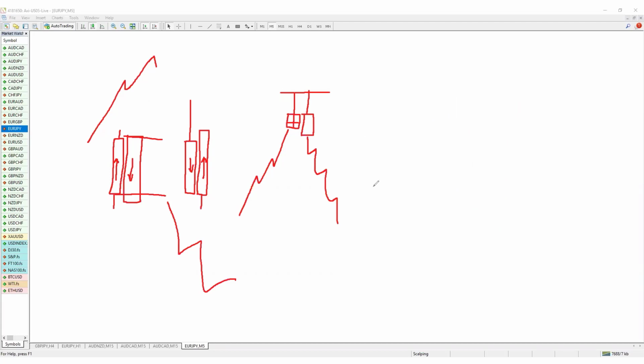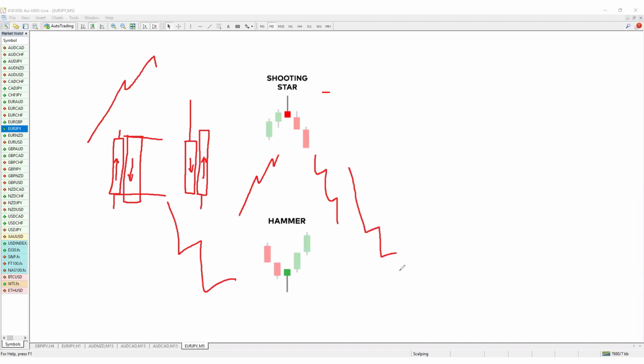Then you've got hammers and stars. So when we get a move to the downside and we get a small bodied candle with a very long wick on it, that's a hammer, and they tend to be at the bottom of a move. And at the top of a move, you get the opposite, which is a shooting star, where you've got a tiny little body and a tail to the upside. And that tends to be coming down. So it's the same sort of thing as this, but you tend to find you've got a very small body and a very, very long wick.